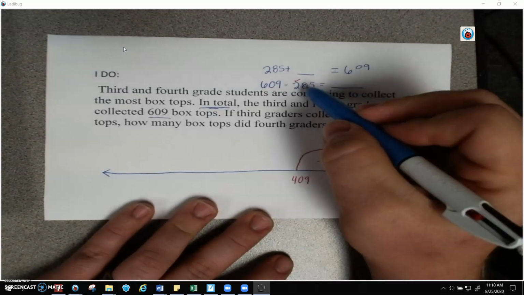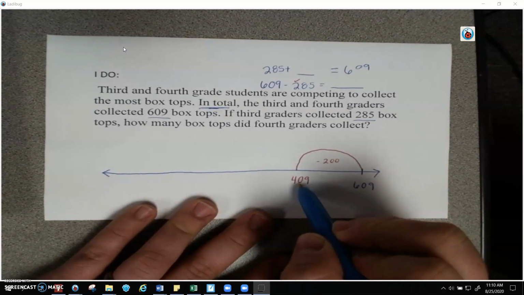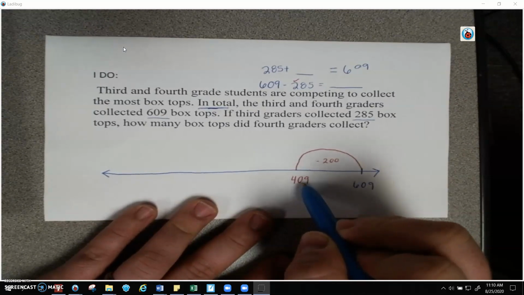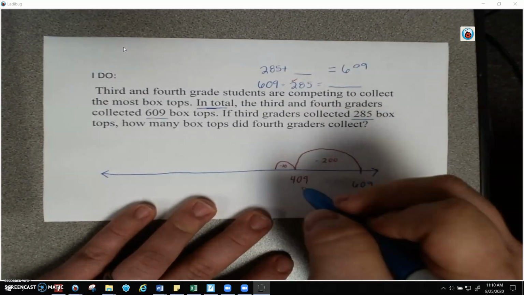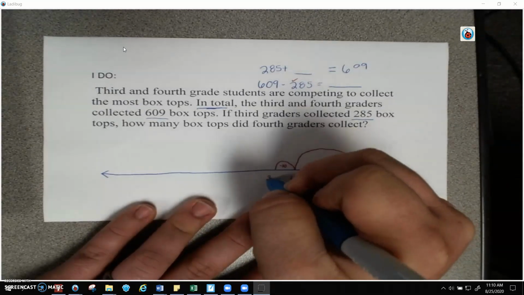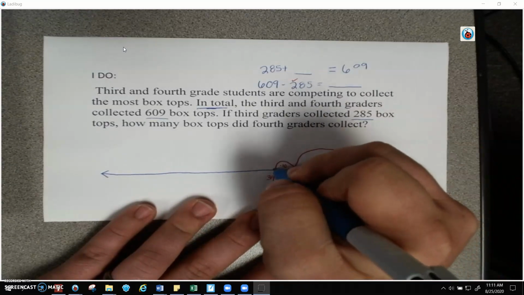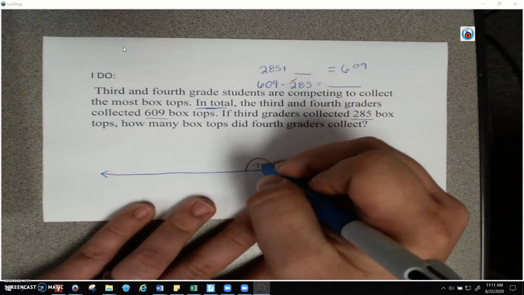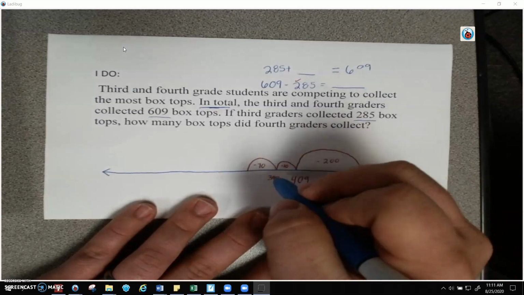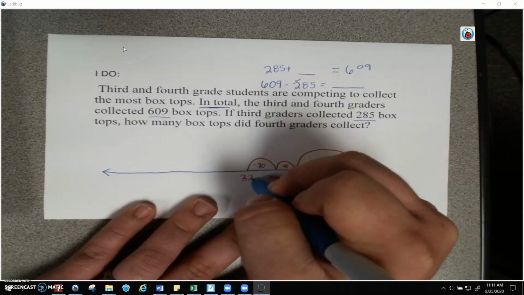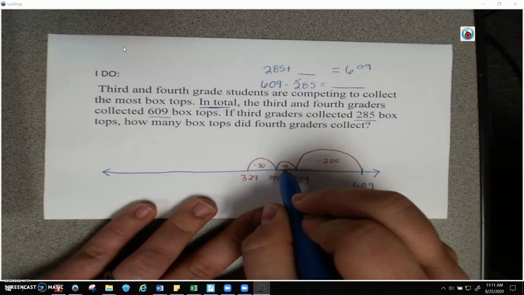Now, I need to take away 8 tens from this. I don't have any tens, but I know if I start at 409 and take away just 1 ten, that would give me, let's see, 399. And then I need to take away 7 more tens. So minus 70. 90 minus 70 would be 20, so 329. So I've taken away 7 tens and 1 ten, that would be 8 tens.